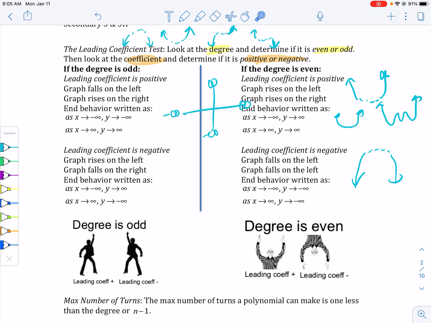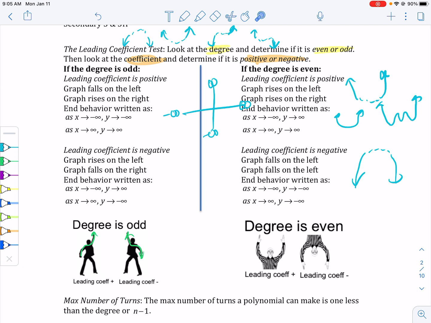Okay? Now, if it's negative, you have this behavior. As I go to the left, it's going down. As I go to the right, it's going down. Okay? Then we have where it's odd. So odd looks like discoing to me. So this right here would be our disco. This right here would be our disco, right?